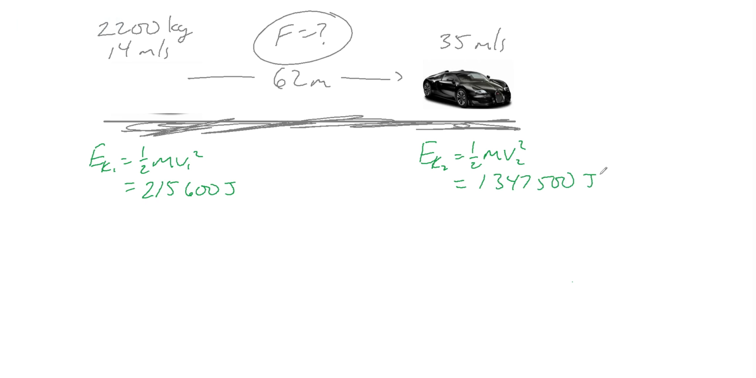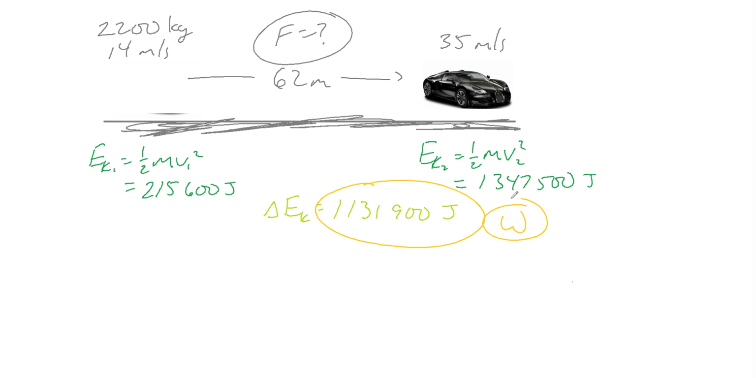But it's not really about how much energy I have, it's about how much the energy changed. So if I find my change in EK just by subtracting them, I can find out that it gained a whole lot of kinetic energy, just over 1 million joules. Not only is that my change in kinetic energy, that is also how much work was done, because of course work is change in kinetic energy.